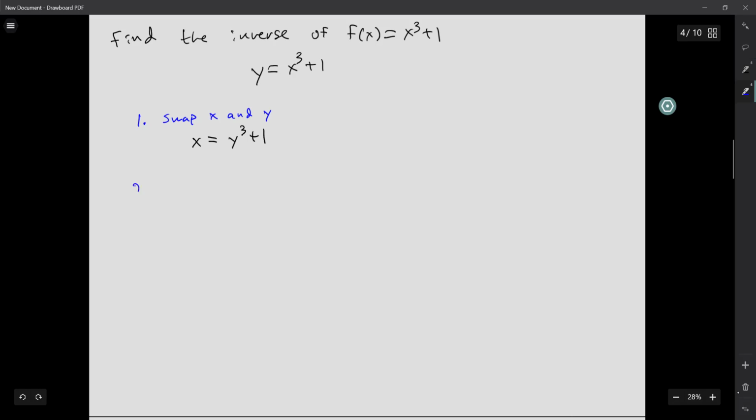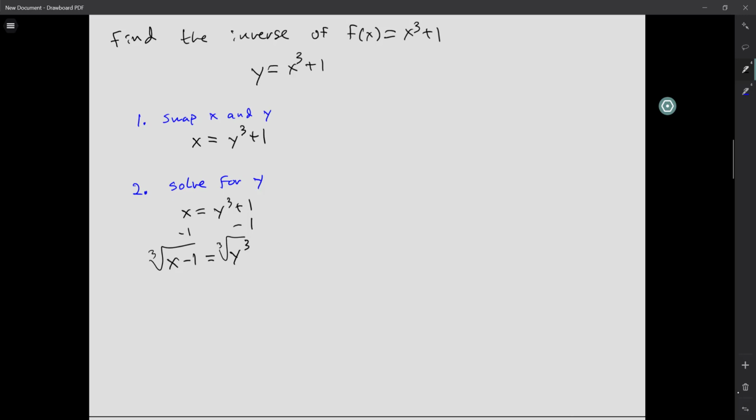And the other step is we solve for y. So let's look at what we have here. We've got x equals y cubed plus 1. I want to solve for y, so let's get it alone. We've got x minus 1 equals y cubed. We can cube root both sides, and that doesn't do anything strange because the cube root doesn't have any positive or negative problems. So as a result, I get y equals the cube root of x minus 1.